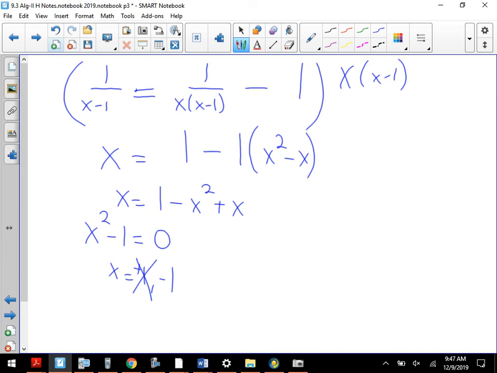There's a couple ways you can do it. You could have written it as 1 over the x squared minus x, minus x squared minus x over x squared minus x. Combine the numerators together and cross multiply. It would have worked as well. More of a pain to do it that way, but.